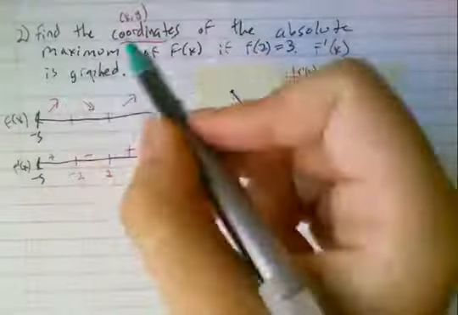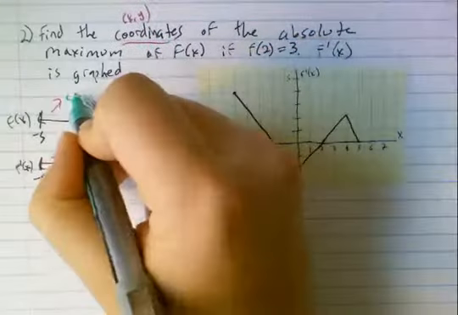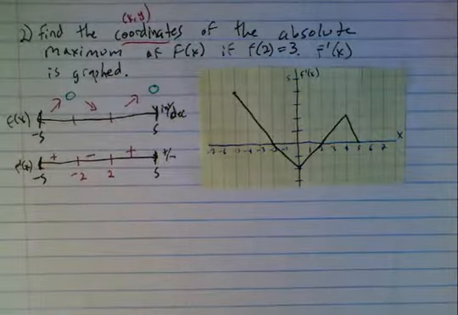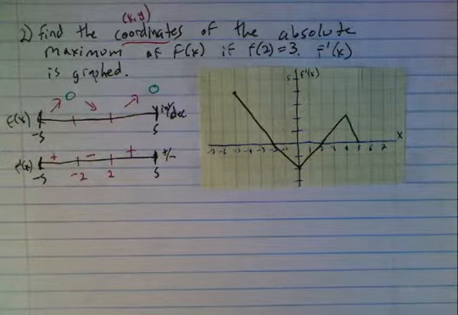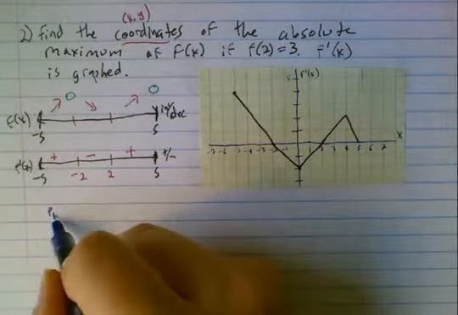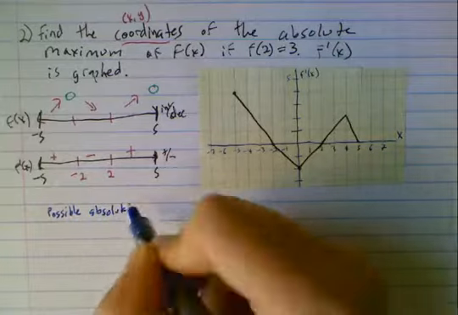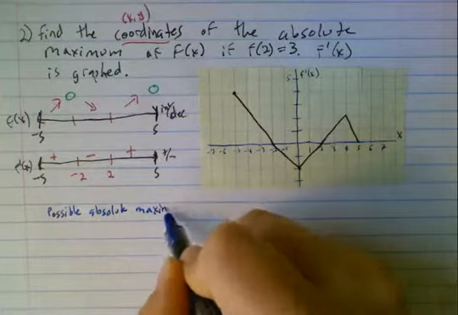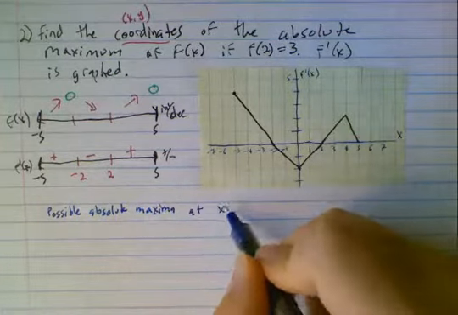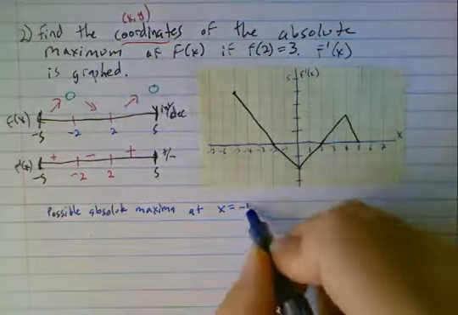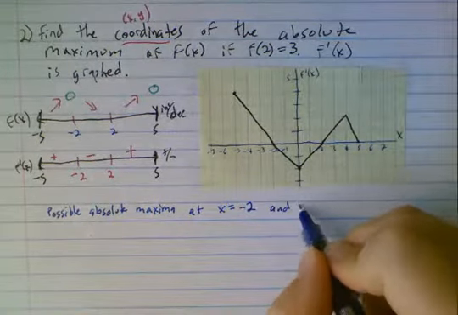Possible absolute maxima, it could occur either right here at the relative maxima or right here. The little circles are the possible maxima. So to figure out which is actually it, let's see, that was negative 2, that was 2, negative 2.